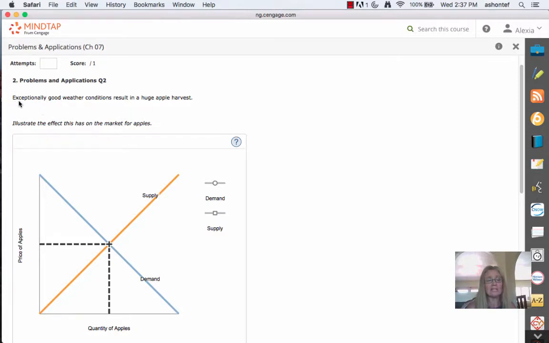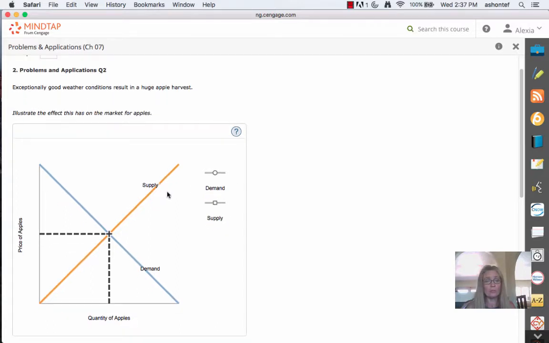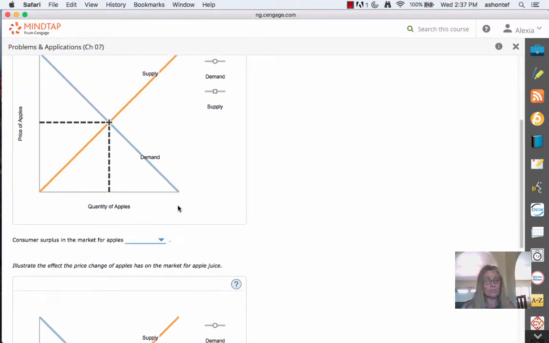So this says, exceptionally good weather conditions result in a huge apple harvest. So that's saying that there was a big production of, or additional, apple harvest, more than usual because of the great weather. So the question is, is that a supply increase or a demand increase? So remember, this is production, so that has to do with firms.